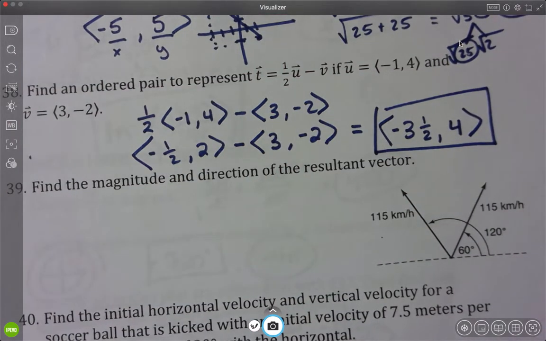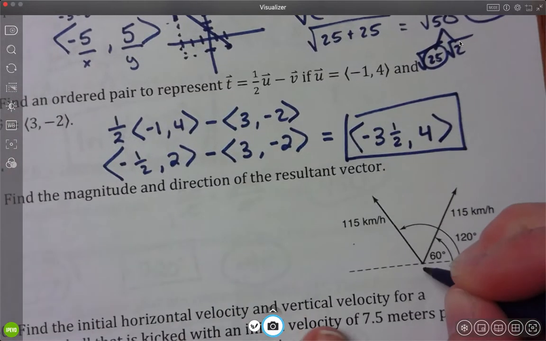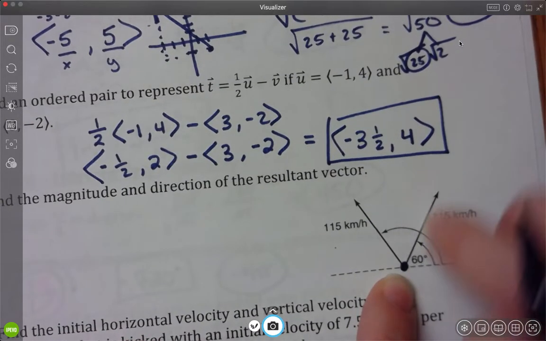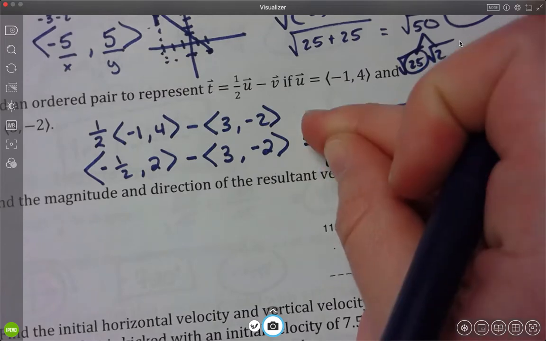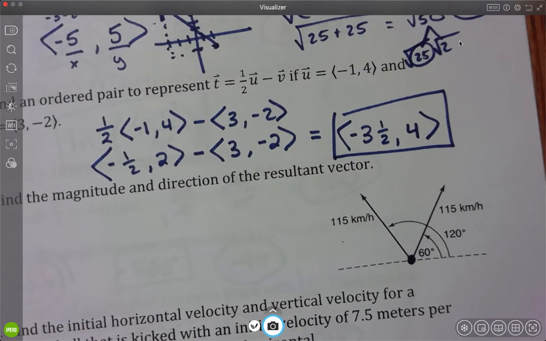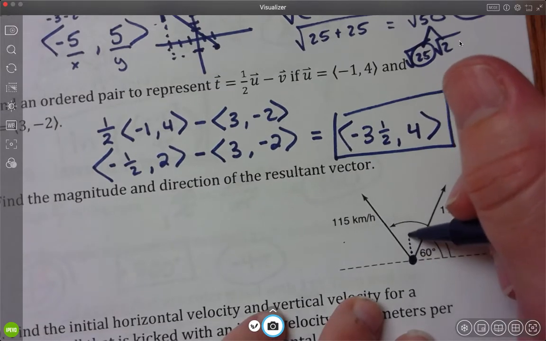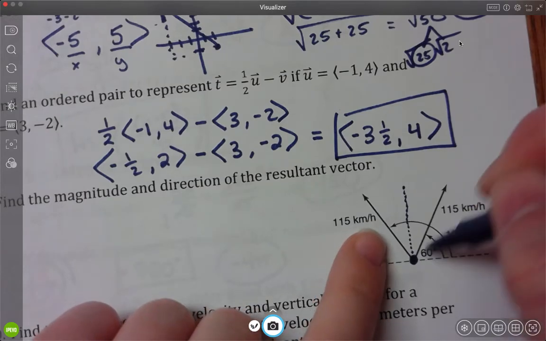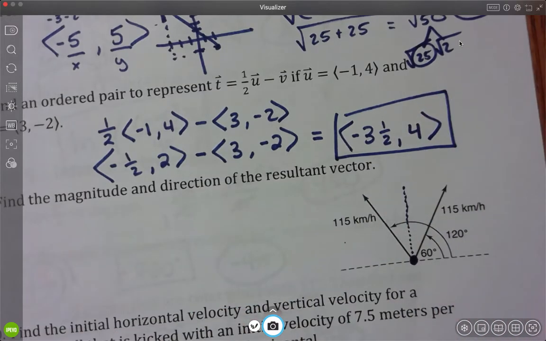Almost there, guys. 39. Find the magnitude and direction of the resultant vector. So what we have right here is some sort of object where a force is being pulled this direction and a force is being pulled this direction. Okay, and we need to figure out where it's going to go. It's probably going to go straight up here. Since both of these vectors are being pulled at the same force, it's going to go up here in this direction. Okay, so let's see how this works.